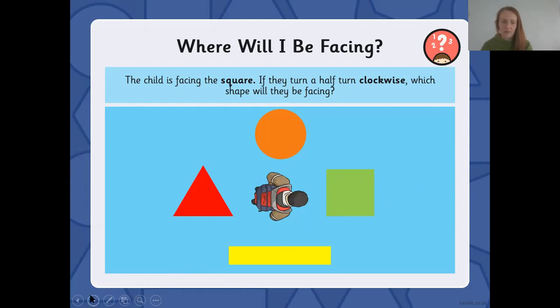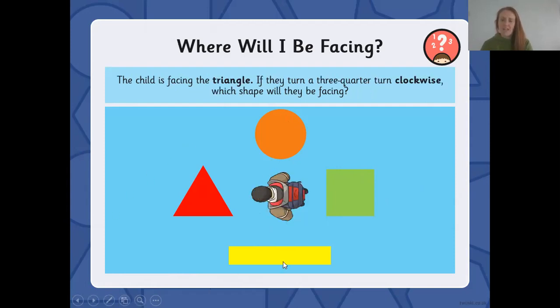1/4 turn would take him to the rectangle. So he's gone to here. 2/4 turns, which is the same as a half turn, would put him at the triangle. So he's now facing the triangle.